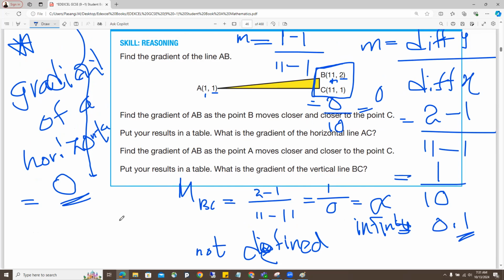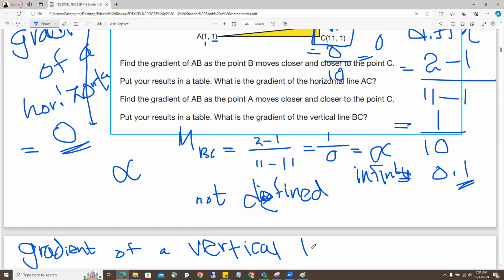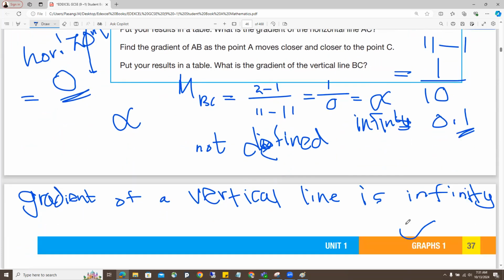For a vertical line, the gradient of the vertical line is what? Infinity. Yes, you have to write that one: gradient of a vertical line is infinity. Infinity means here the symbol is this.